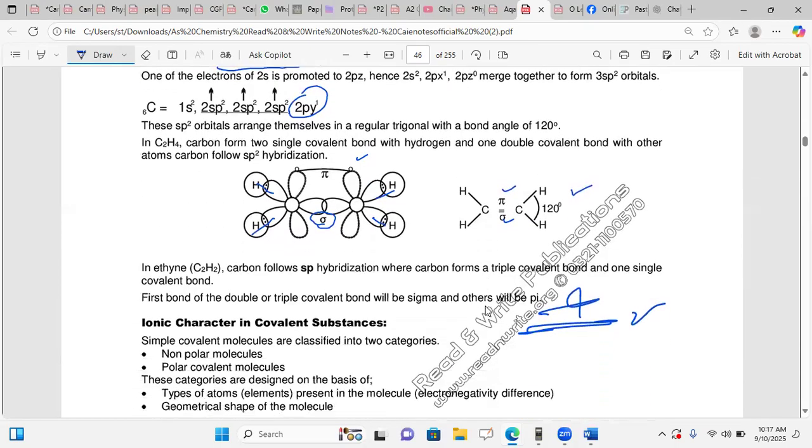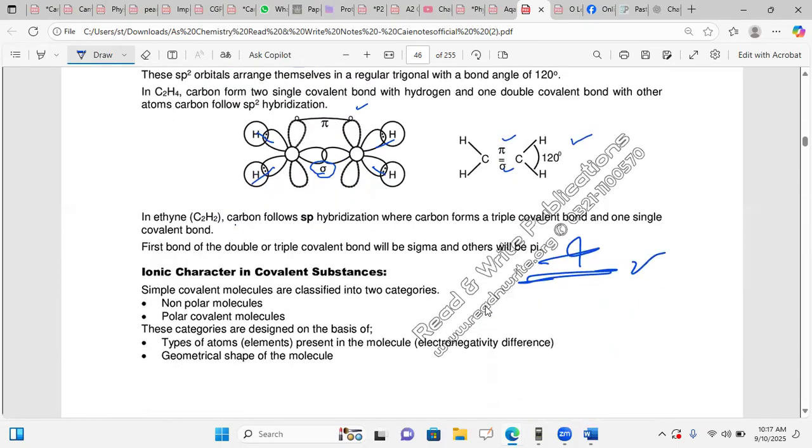We have also explained about that. Then there is sp hybridization, which is given here, where carbon forms a triple covalent bond, and one single covalent bond is present. The first bond from the double or triple covalent bond will be sigma, and the remaining two others will be pi bonds. So till here we have discussed sp3 hybridization, sp2 hybridization, and sp hybridization according to our basic concept.